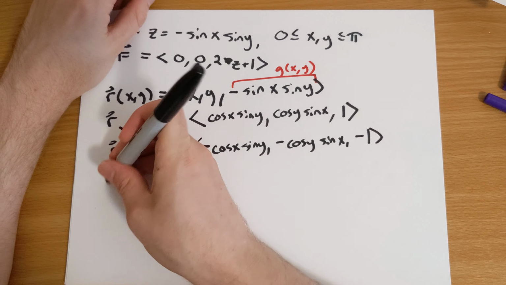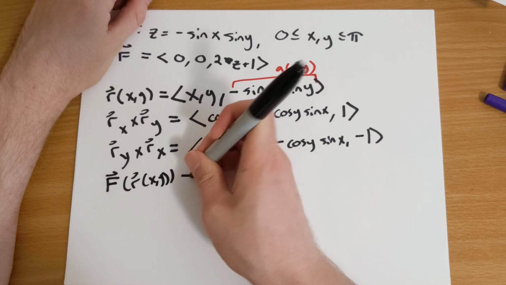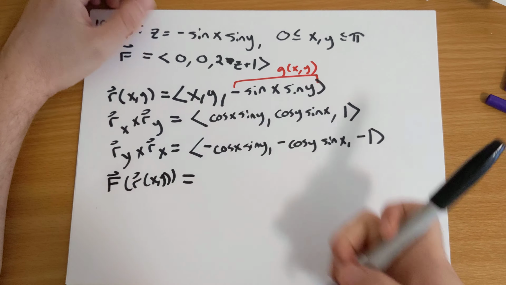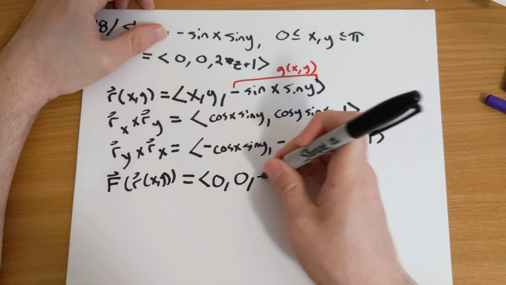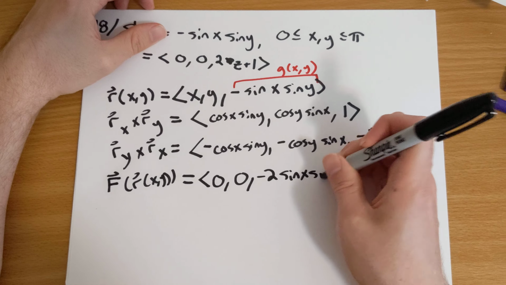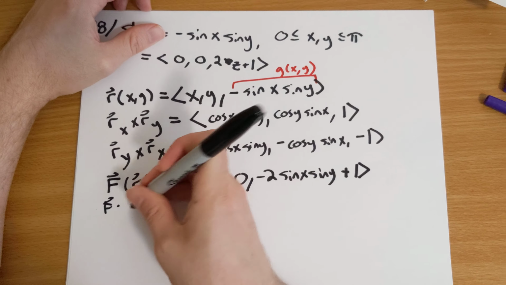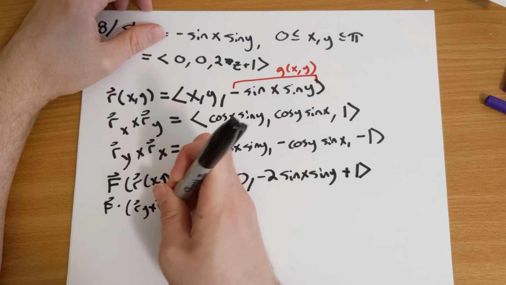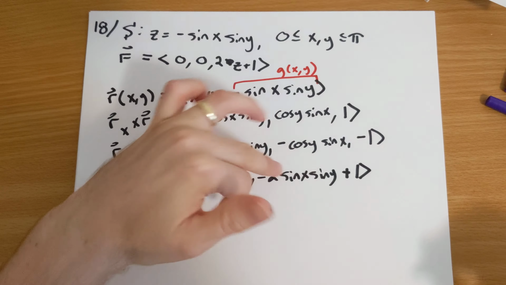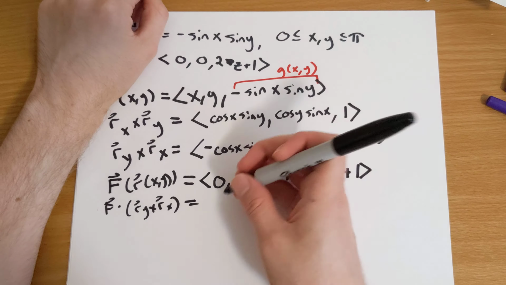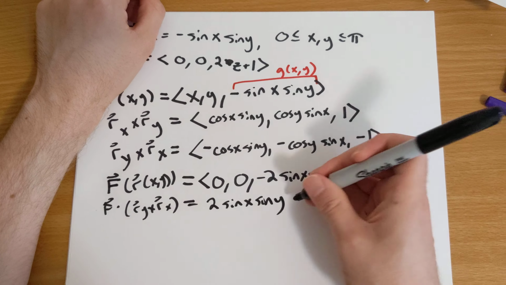Okay, so at this point then, we can do our usual F of r of x, y, substitute in our parametrization into the vector field. And we have 0, 0, 2 times this, which would be negative 2 sine x sine y, plus 1. We want to take the dot product of F with our normal vector. So this dot product will give us 0 plus 0 plus negative 1 times this. So that will be 2 sine x sine y minus 1.